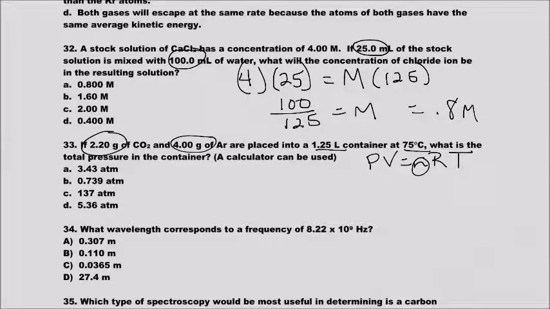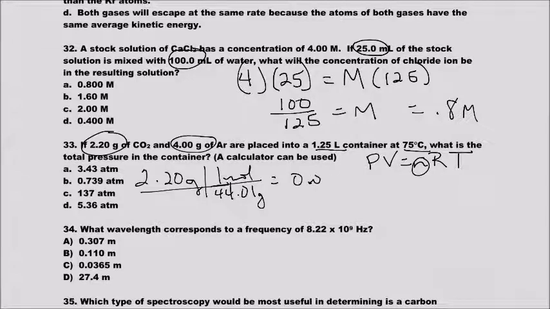Or, and this might be a new concept, you'll get the same answer, I just want to show you a different way. We could take the mass of each of these, and this is carbon dioxide, so I'm going to divide by 44. That would give me the moles of carbon dioxide, which are going to be 0.05. And then I would do the same thing with the argon.